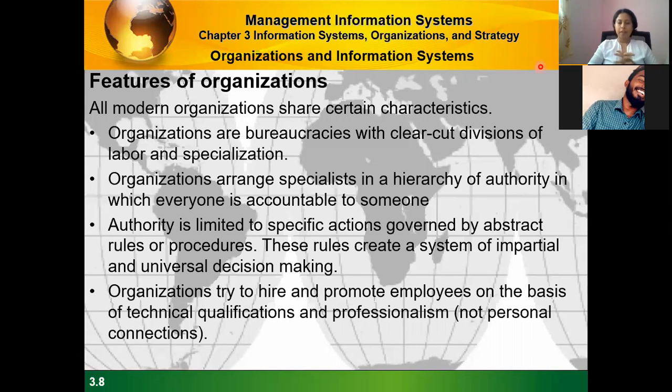Now the first one. Organizations are bureaucracies itself. Now what is a bureaucracy? How would you identify a bureaucracy? You all have learned about bureaucratic organizations. Some of you may have heard about bureaucratic organizations in certain management modules which you have learned. Can you tell me what you mean by a bureaucracy? I'm not talking about bureaucratic organizations. I'm talking about bureaucracy. Right? What is a bureaucracy?